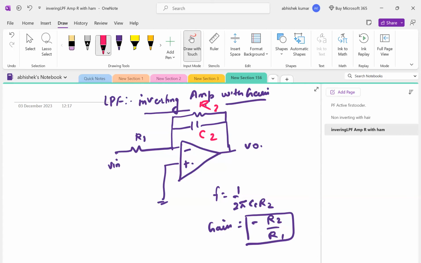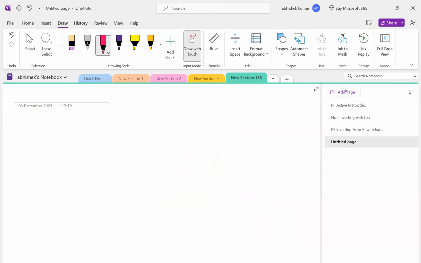Any doubt till now? So minus R2 by R1, because it is inverting. Even calculation wise, Vo minus 0 by R2 equals Vn by R1, so you can find Vo as minus R2 by R1. Any doubt? No. Okay. Let's take up question number 2.